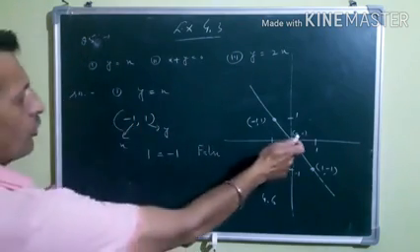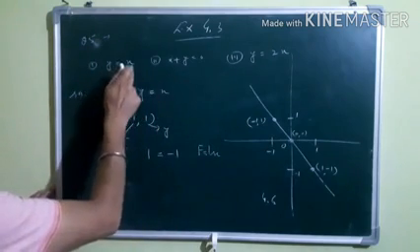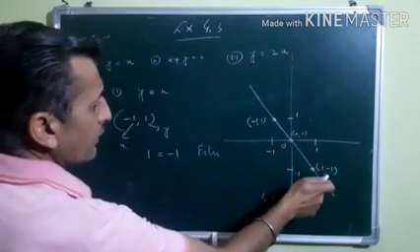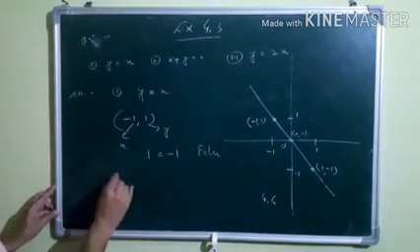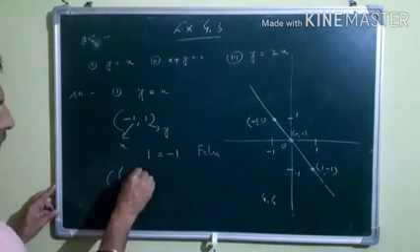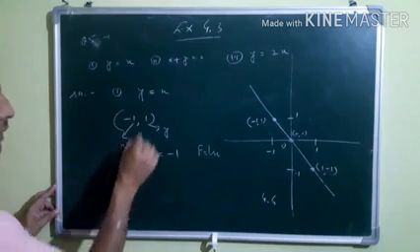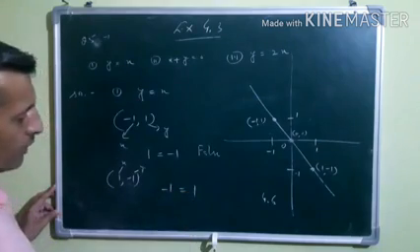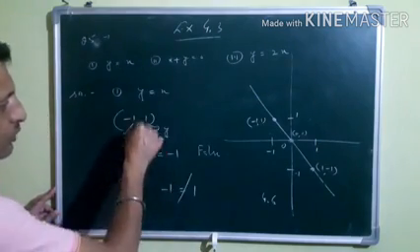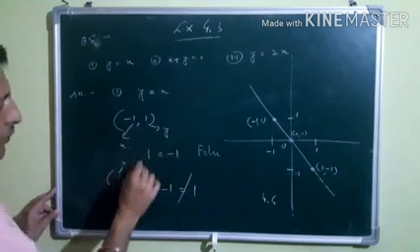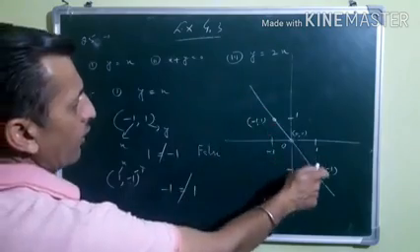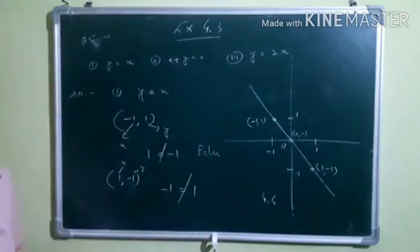Similarly, the next point is (0, 0). Definitely that will satisfy. If x is equal to 0, then y is equal to 0. That's okay. But now see the last point, (1, -1). This is the value for x and this is the value for y. So once again, -1 is equal to 1, and once again it is not true. So definitely this is not a solution of the first one, y is equal to x.